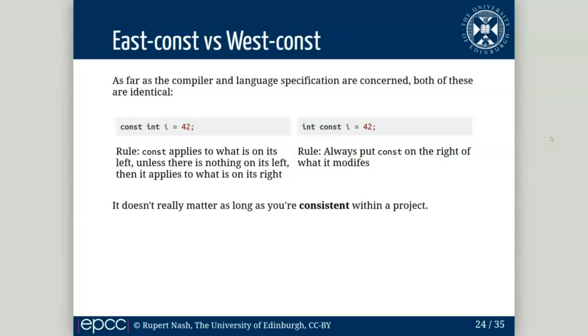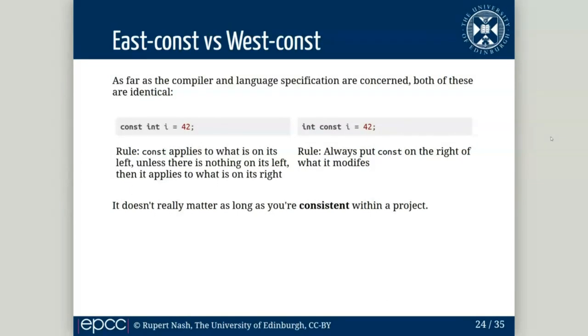So we've got a rule that says the const applies to what's on the left, unless there's nothing on the left, and then it applies to what's on its right. So in this case, the const applies to the int. And then there's the other version where we always put the const on the right of what it modifies, on the right of the int. It says here it doesn't really matter as long as you're consistent within a project.